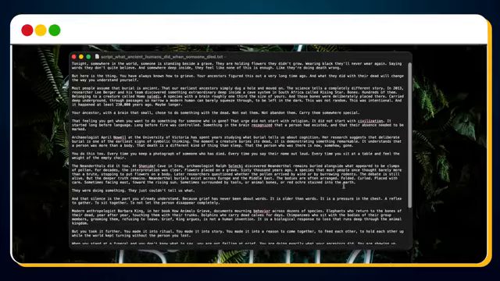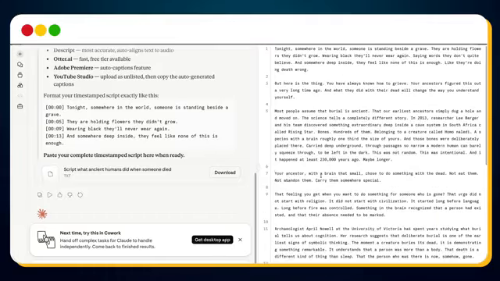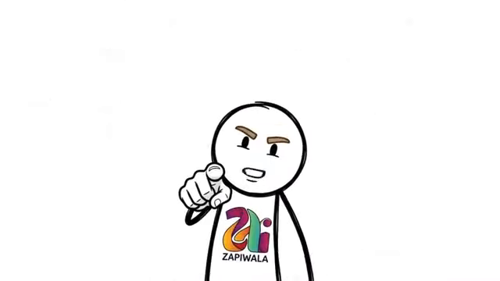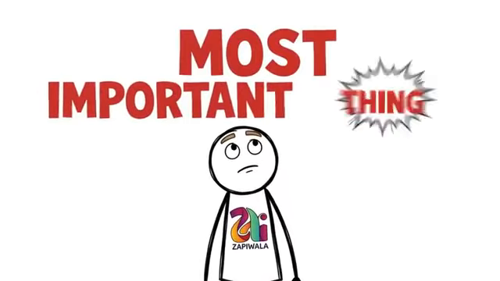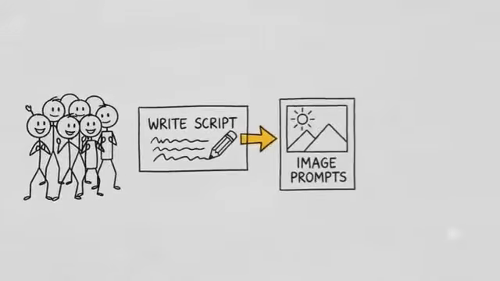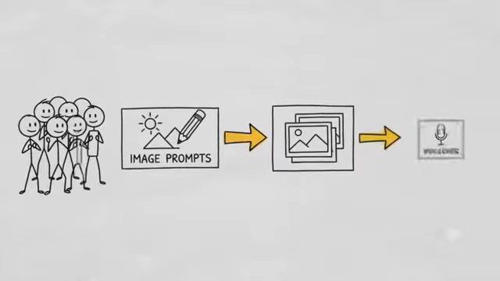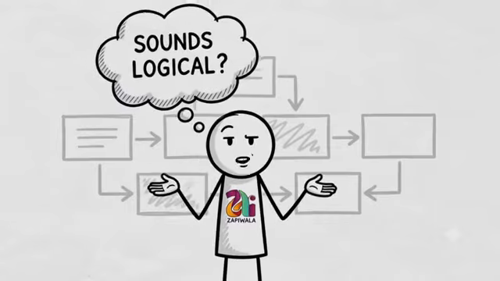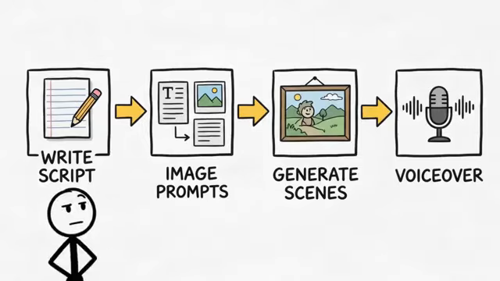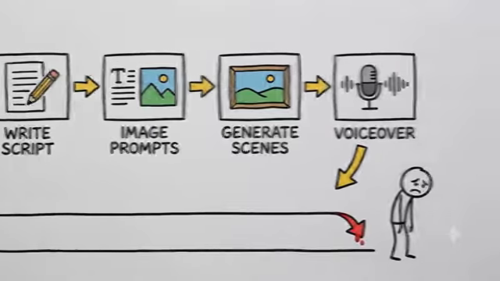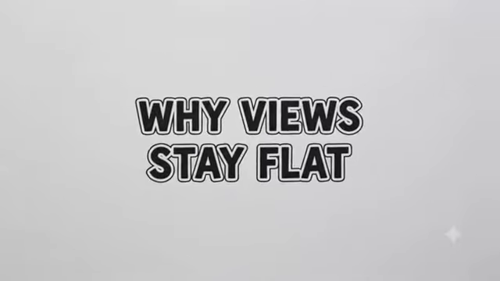Here's the download file. Now, before we move to the next step, I need to stop you, because what I'm about to tell you next is the single most important thing in this entire video. Most creators follow this workflow: write script, create text to image prompt for each scene, generate scenes, create voiceover, then try to sync everything together. Sounds logical, right? It's completely wrong. And if you've been following the same workflow, this is exactly why your videos aren't exploding.